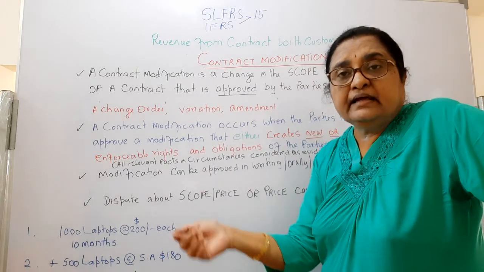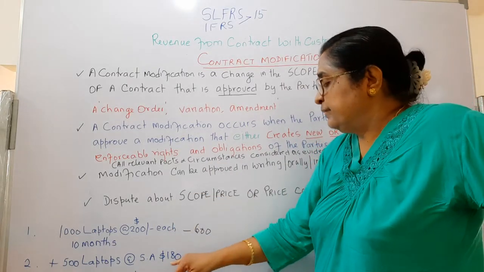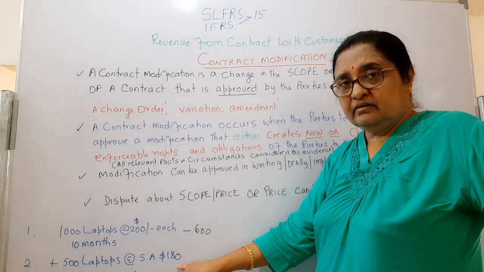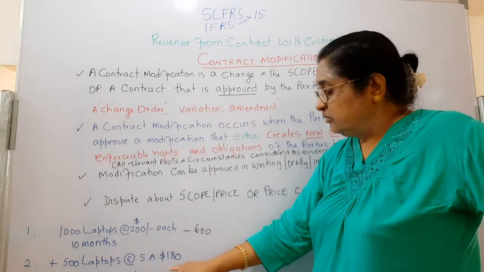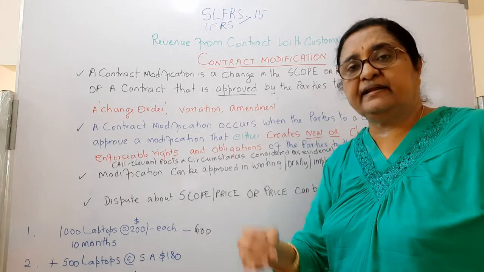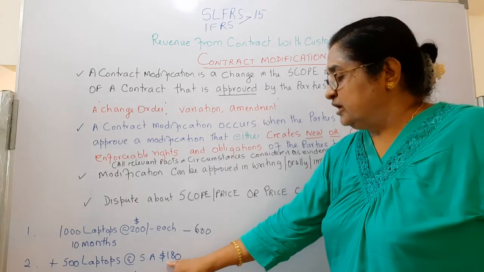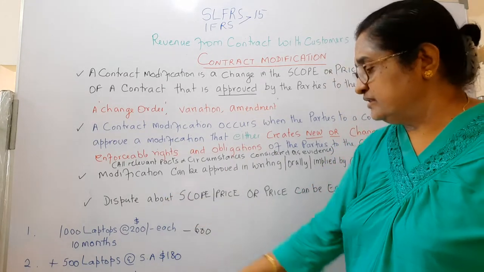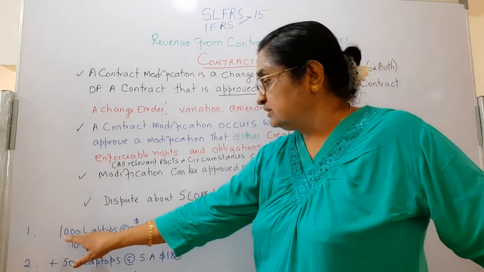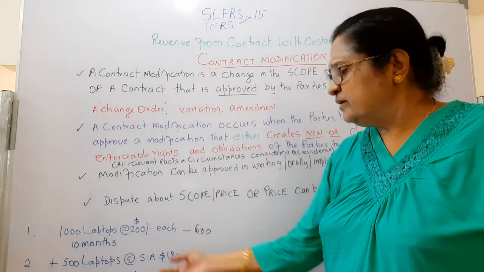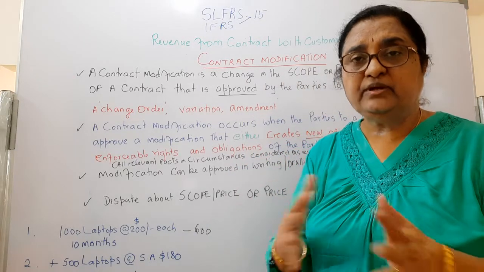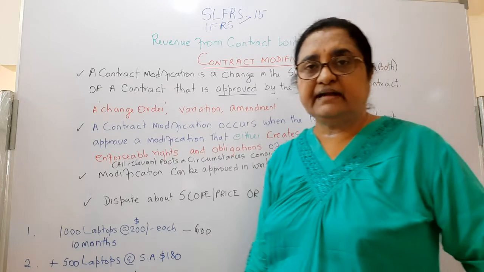At that time, the customer comes and tells you the price, the fair value, the market price has come down to 180. You have been contracted at 200. Now this has come down to 180, the standalone price. Standalone price means it's the market price, fair value. But the customer says, okay, the market price is 180, I have already contracted with you 1000 laptops at 200, so give me a discount. Give me at 150. So you have to negotiate with the customer what the price is.